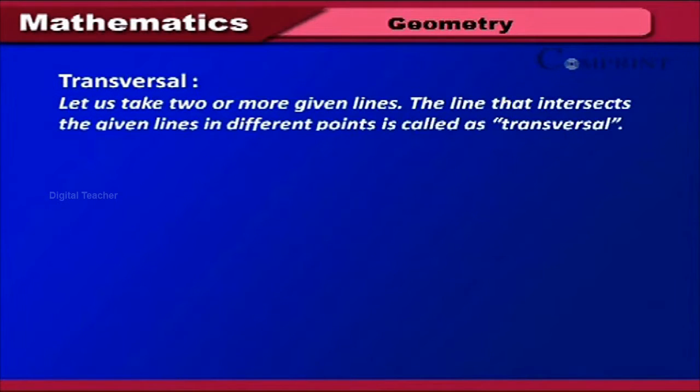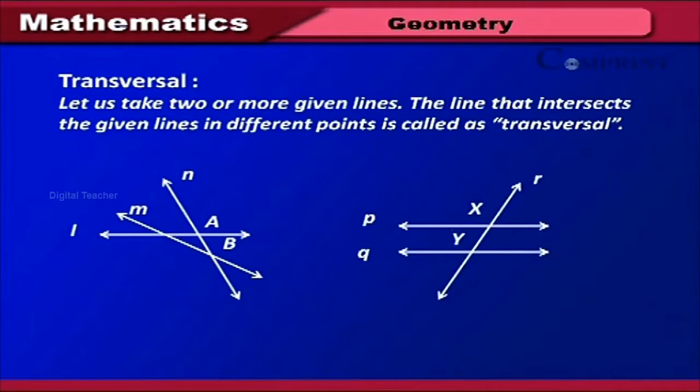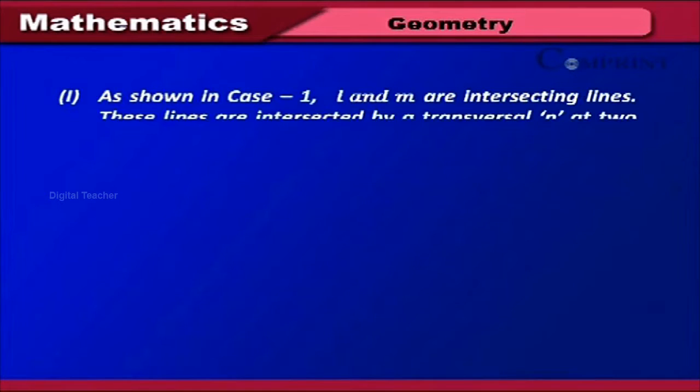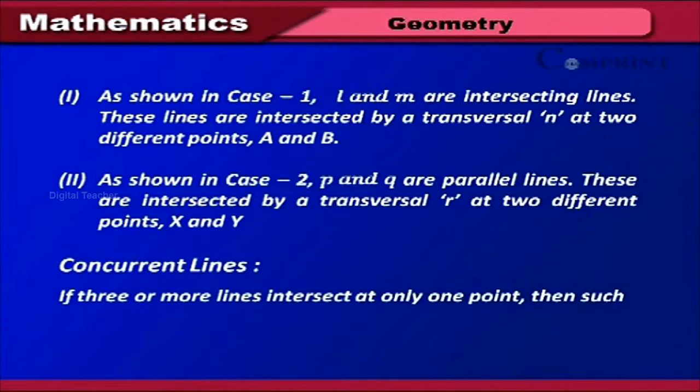Transversal. Let us take two or more given lines. The line that intersects the given lines in different points is called a transversal. One. As shown in case 1, L and M are intersecting lines. These lines are intersected by a transversal at two different points A and B.